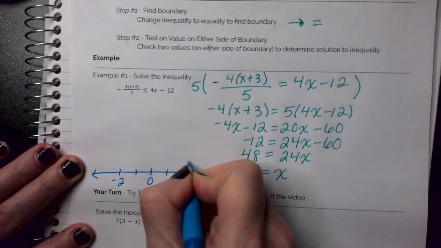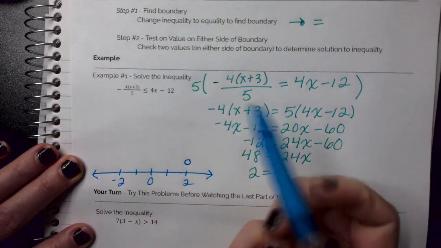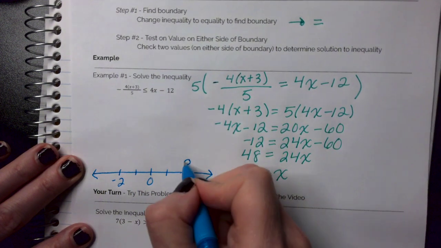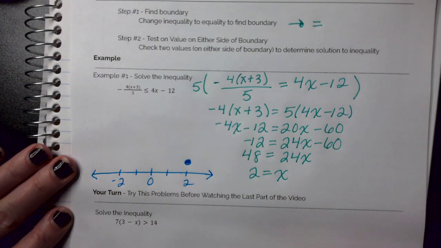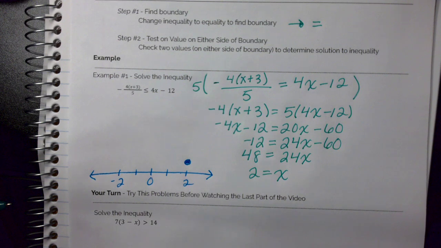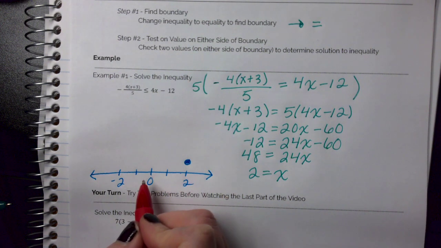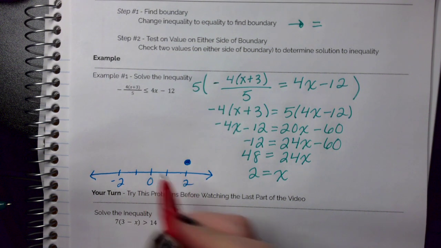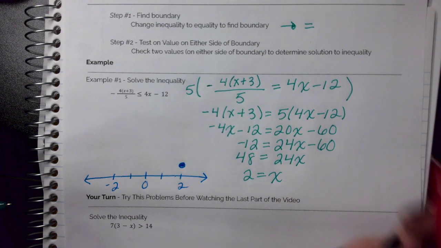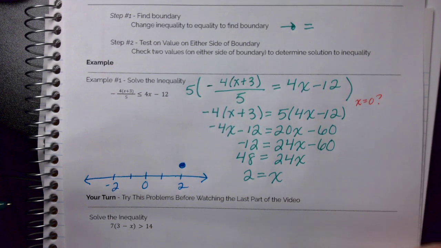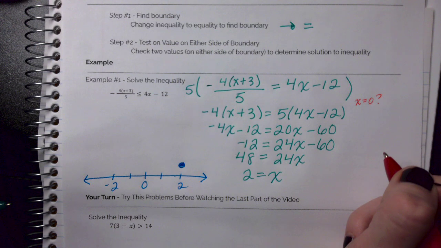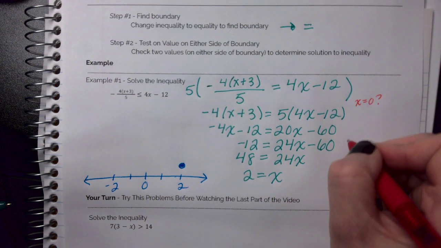I know this inequality is going to have a boundary at 2. It can be equal to, so I'm going to shade this in, and then I don't know which direction it's going to go. So how I'm going to check it is I'm going to test a point to the left. I'm going to see what happens if x equals 0. And I'm also going to test a point to the right. And here I'm going to see what happens if x equals 4.